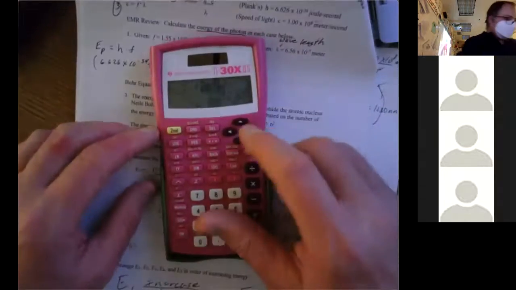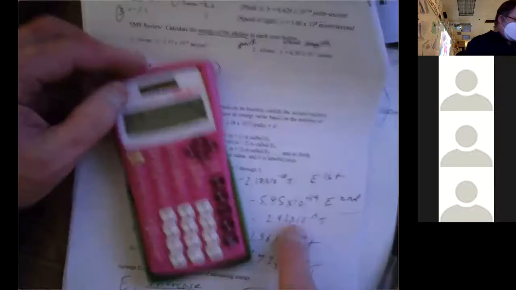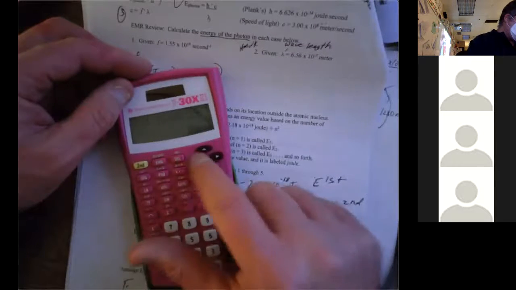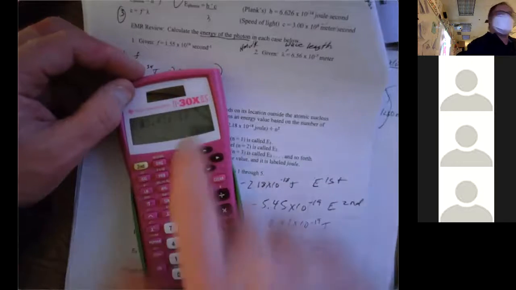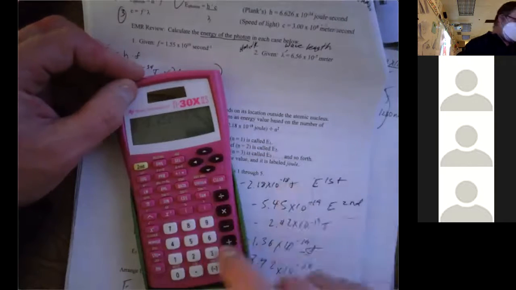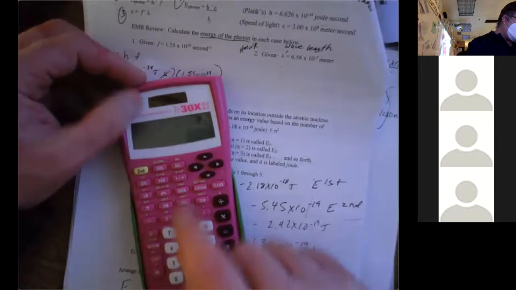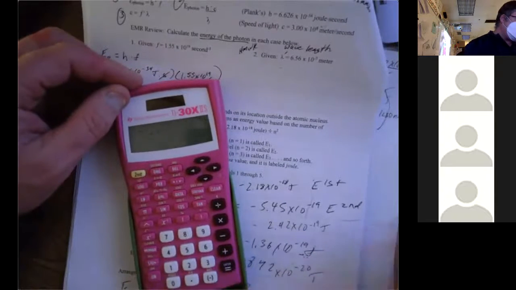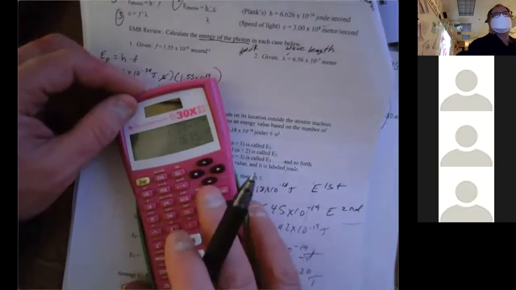And the last one here is from 2 to 1. So 2 to 1, we have, if we delete all this, we have 2, which is negative 5.45 times 10 to the negative 19th. We want to subtract from that 1, negative 2.18 times 10 to the negative 18th. And we get 1.64 times 10 to the negative 18th. Boom, boom.